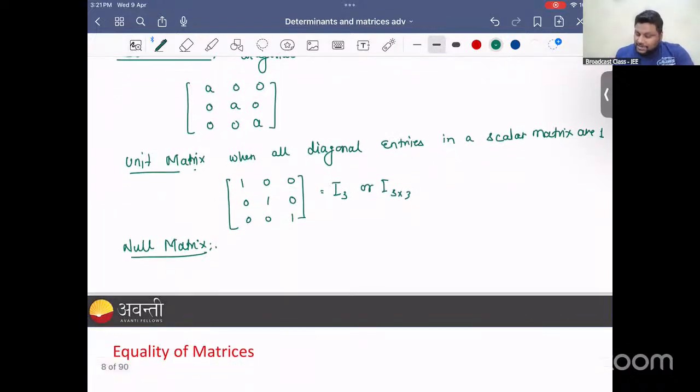So what is null matrix? Null matrix is where all entries are 0. Like this is O. O here is a null matrix of order 2 by 3. Null matrix of order 2 by 3. Fair enough?